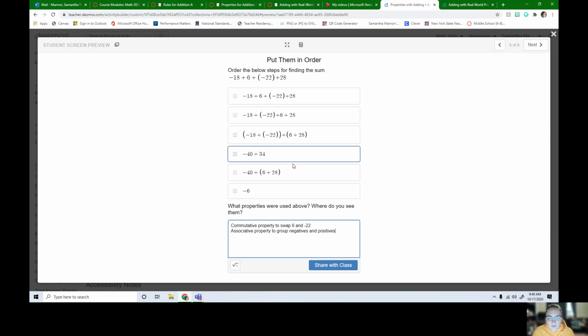Now I just got these 2 cards left. I'm going to go, this one shows adding the negatives first, and they didn't change the positives. This one shows the addition of the positives. So now this is completely in order. We ordered these cards, we wrote our properties, we can hit share with class.